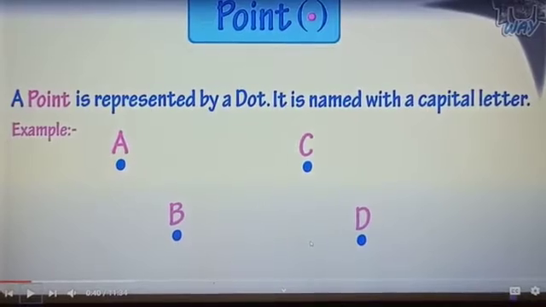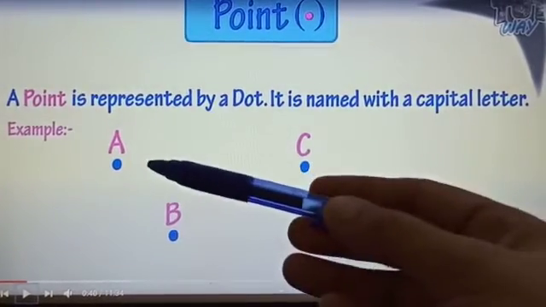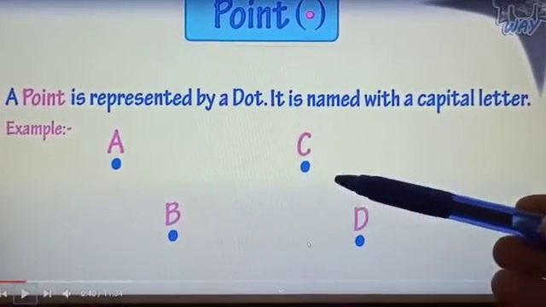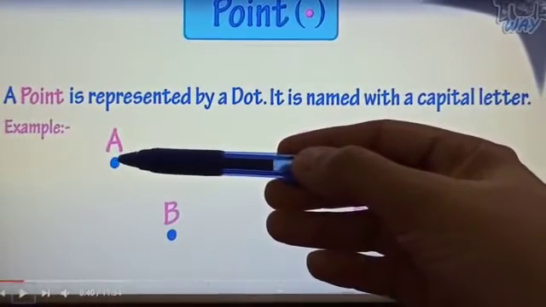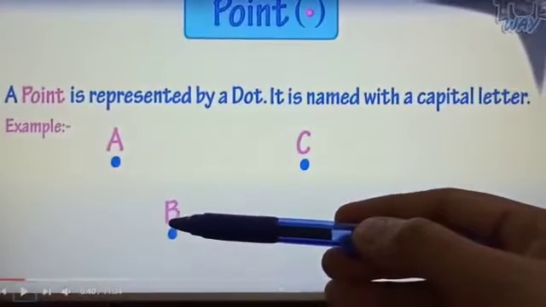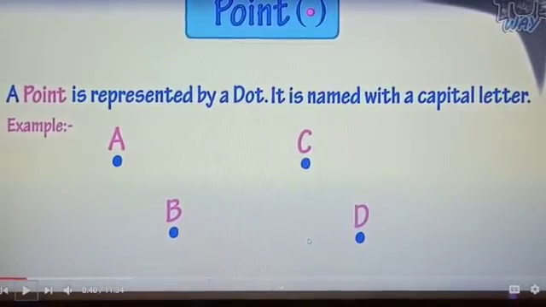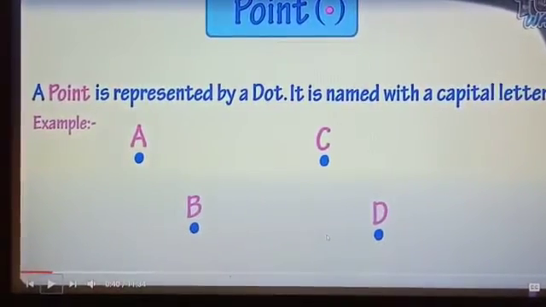See here some more examples of points. Point A, point B, point C and point D. If we draw a straight line from point A to B, that will be called as line segment. I will explain. See here.